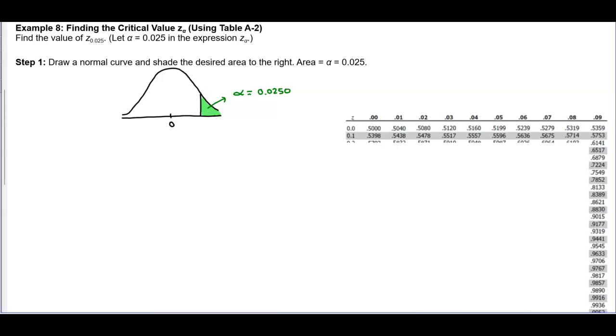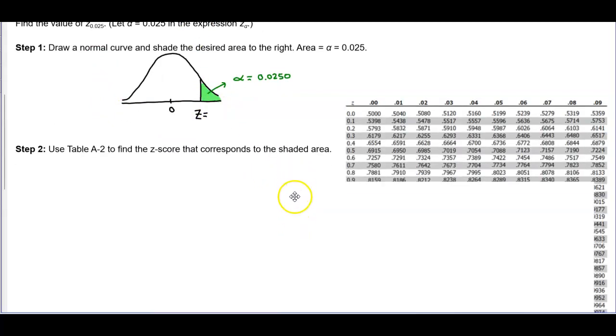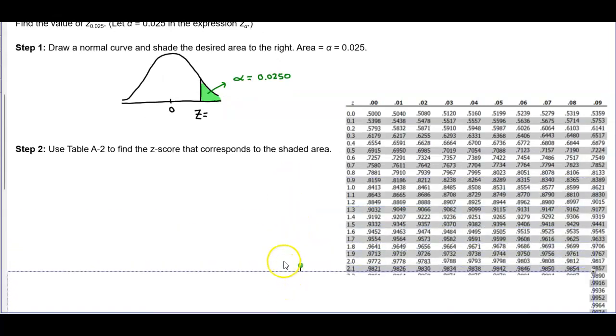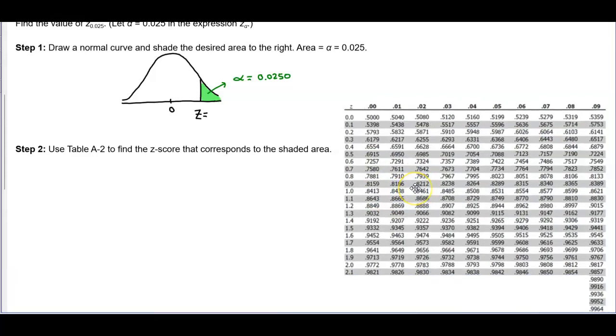And so what we want to do is locate the critical z value that's associated with that. So what is the critical z value that's associated with that? Well, we need to look at the area in our table. So let's find the area looking for 0.025. Now, if you notice here, none of these areas represent 0.0250. And we can see that this represents a positive value.